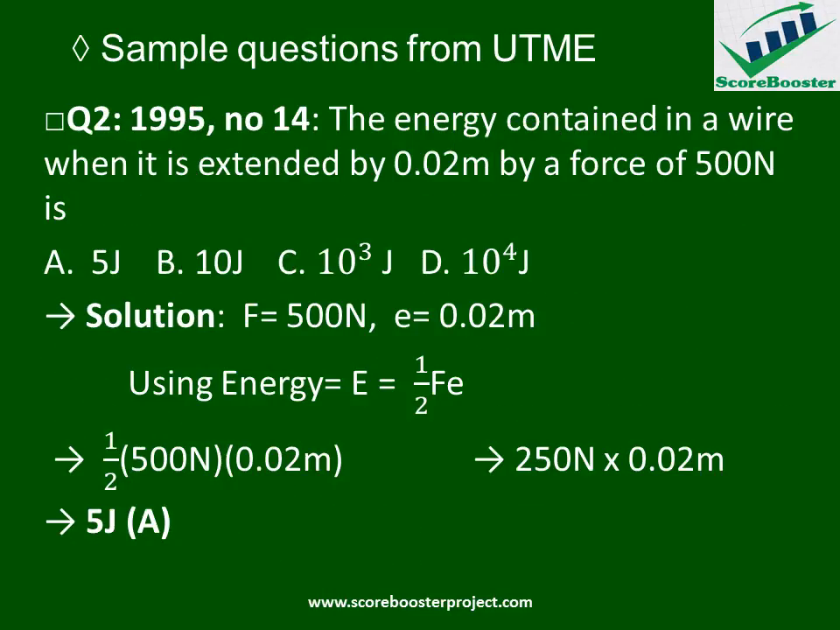Now the next question we shall be considering comes from 1995, number 14, and the question goes thus: the energy contained in a wire when it is extended by 0.02 meter by a force of 500 Newton is dash. Then we're given option A to be 5 joule, option B is 10 joule, option C is 10 raised to power 3 joule, while option D is 10 raised to power 4 joule.